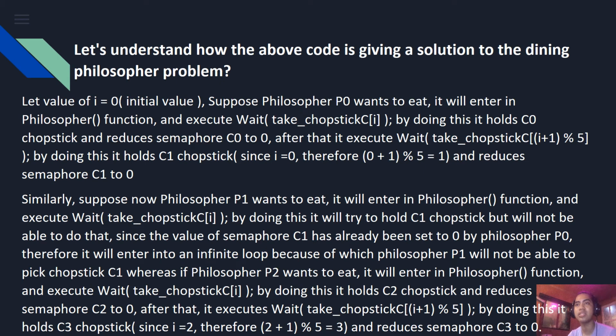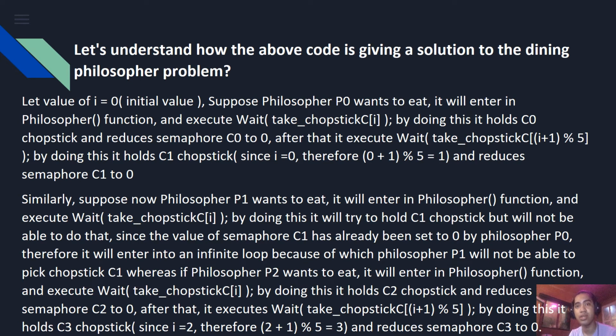Let's understand how the above code is giving a solution to the dining philosopher problem. Let the value of i be 0, the initial value. Suppose philosopher P0 wants to eat. It will enter the philosopher function and execute wait chopstick[i]. By doing this, it holds the C0 chopstick and reduces semaphore C0 to 0. After that, it executes wait chopstick[(i plus 1) percent 5]. By doing this, it holds the C1 chopstick, since i is equal to 0, therefore (0 plus 1) percent 5 equals 1, and reduces semaphore C1 to 0.